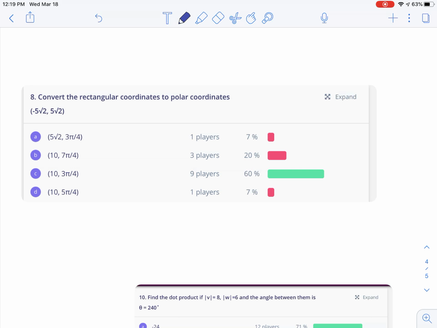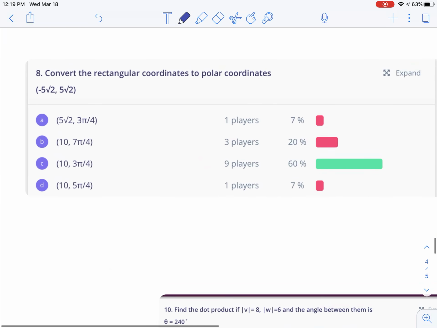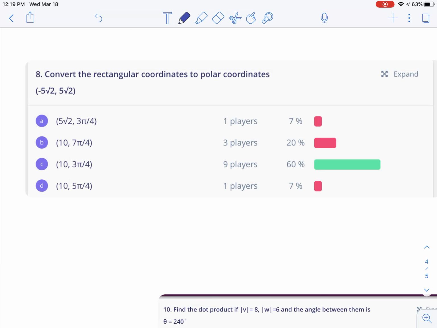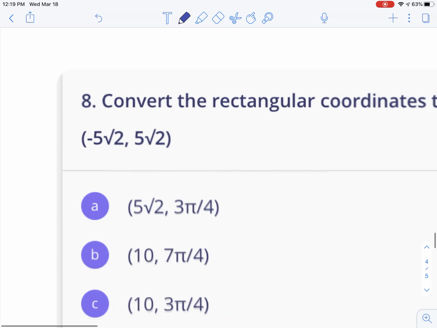I'm talking about myself. So anyway, question number 8 and question number 6 are very common missed questions. And I think a big part of the reason people miss these is because they forget to think about what quadrant the given ordered pair is in before they even begin the problem.